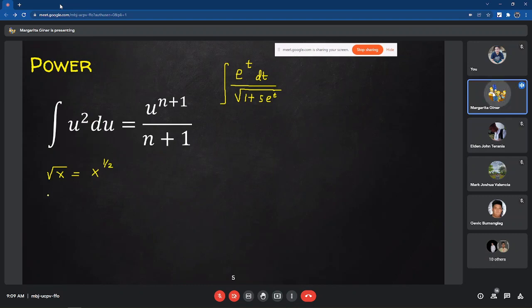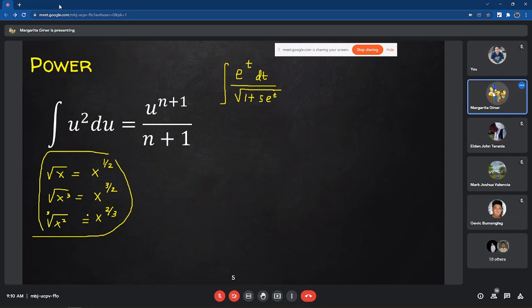Okay? So how about if you have square root of x cubed? Square root of x cubed, if you're going to convert that into exponential, that is equals to x raised to 3/2. Okay, how about if it is cube root of x squared? So this is equivalent to x raised to 2/3. Okay? So take note ang rules in converting radicals to exponents.